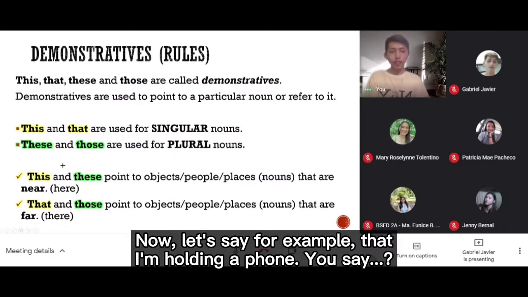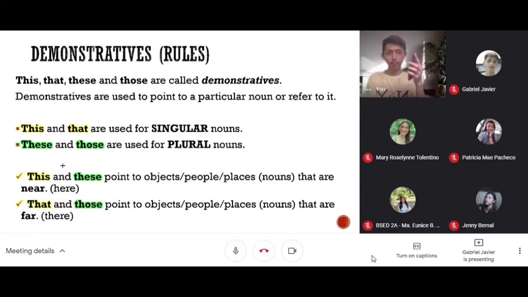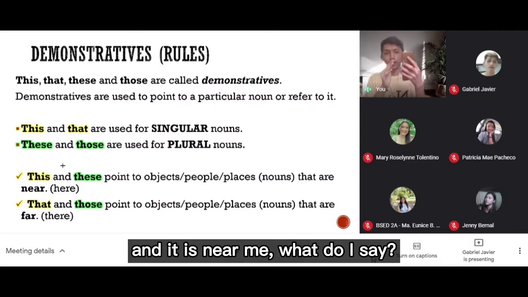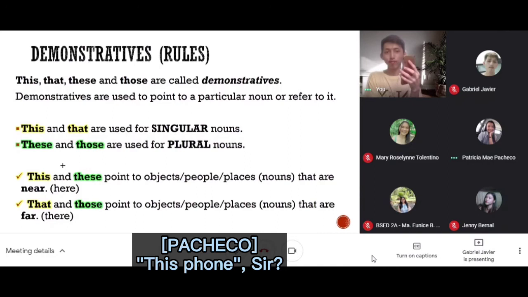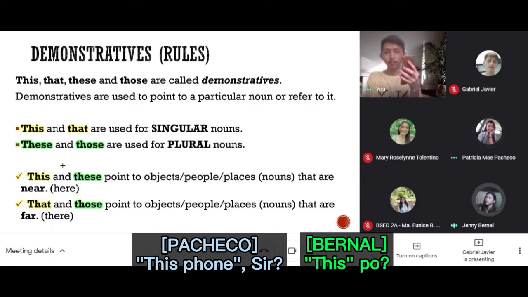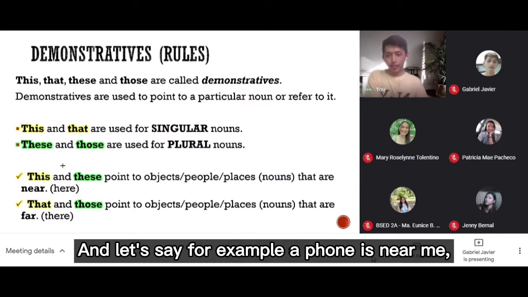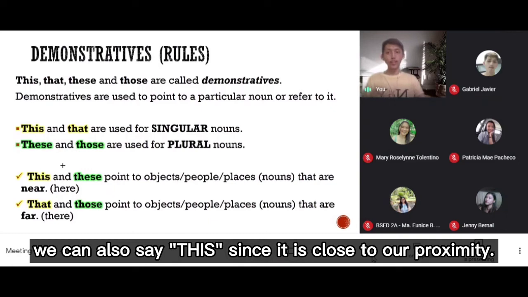Now, let's say for example that I'm holding a phone. When I'm referring to a phone that I'm holding right now and it is near me, what do I say? This phone, sir. Correct. And let's say, for example, a phone is near me, we can also say this since it is close to our proximity.